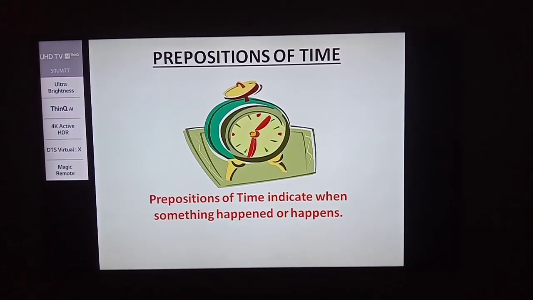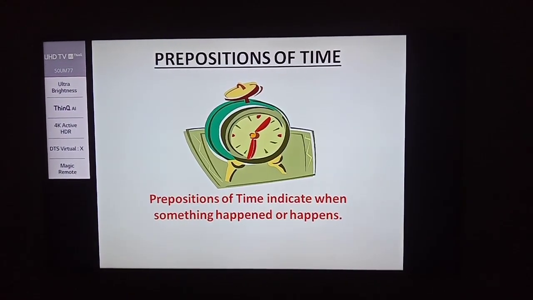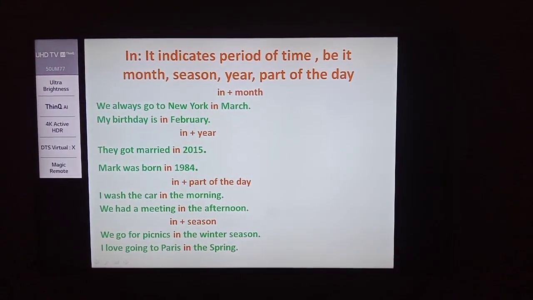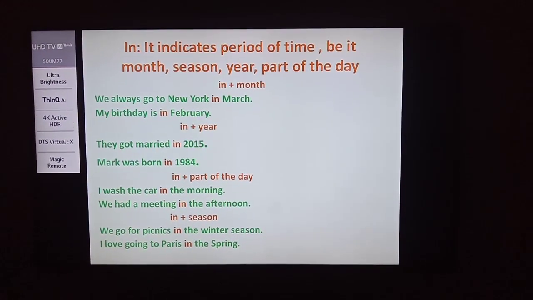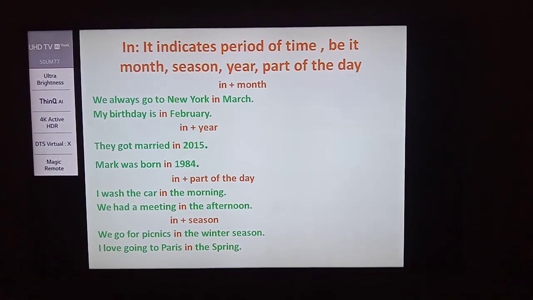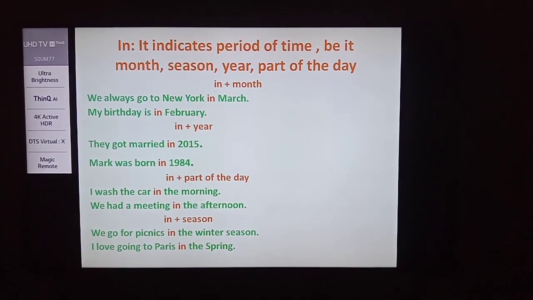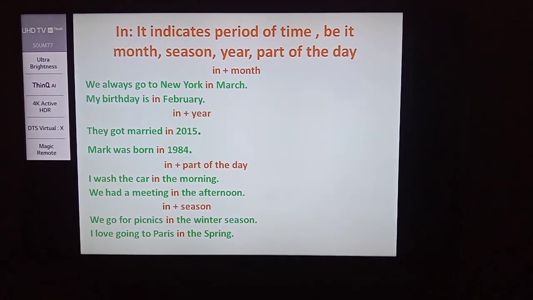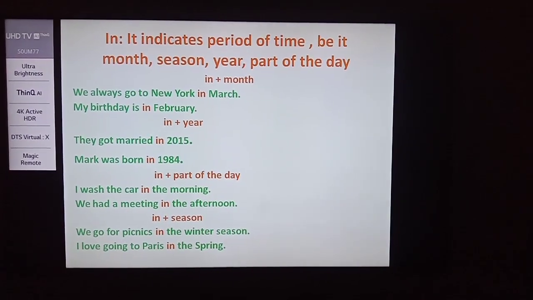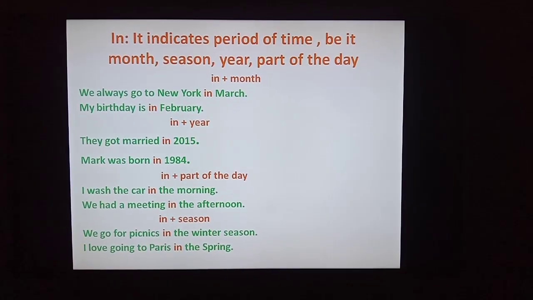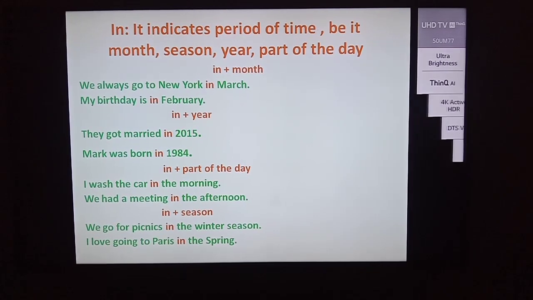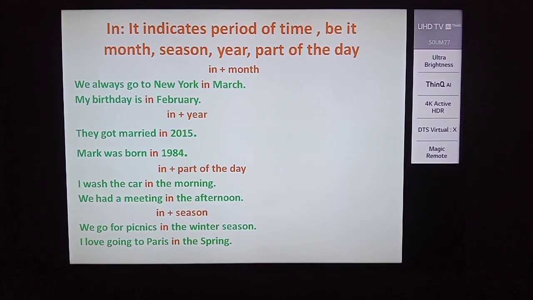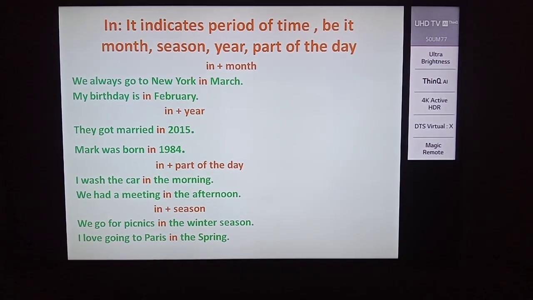Prepositions of time indicate when something happened or happens. Now I am going to teach you about the preposition in. It indicates period of time, be it month, season, year, part of the day. Here are the examples, children. Please concentrate. We always go to New York in March. The second one is my birthday is in February. Here in is used with month.